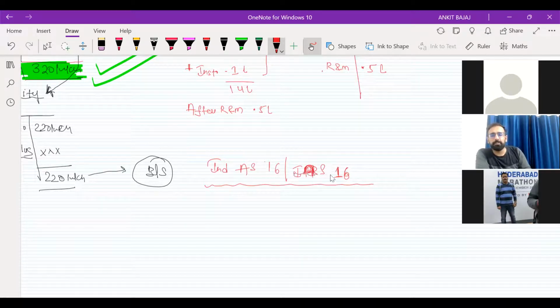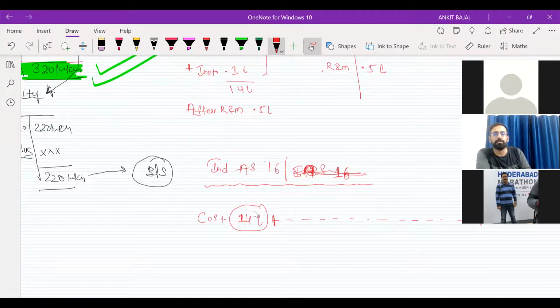Just ignore it right now. I will take only Ind AS 16. We have calculated the cost of machinery; it was 14 lakh. Now Ind AS 16 says that your calculation is absolutely correct, but you have to include decommissioning charges also. Now what are decommissioning charges? Decommissioning charges means uninstallation cost.